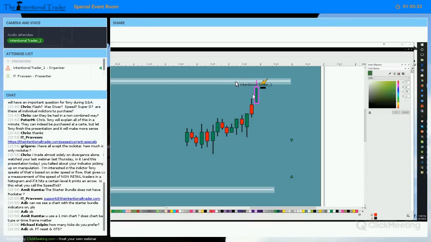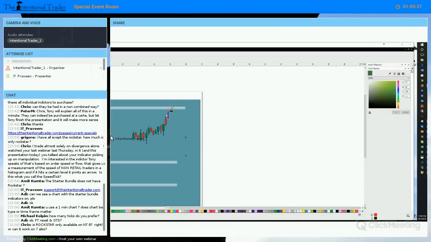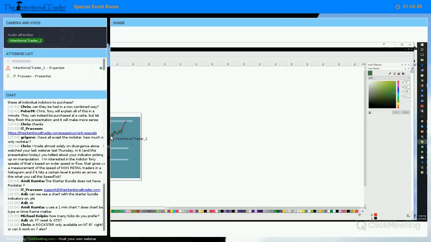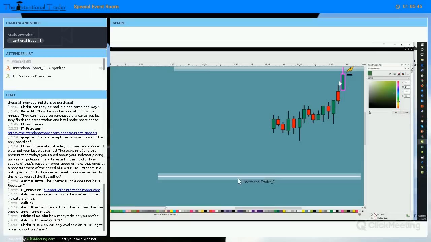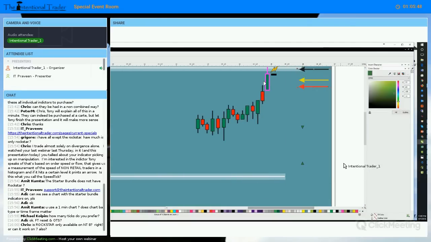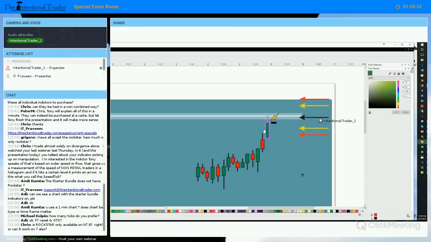FT reset is this support and resistance line. OTS is just a nifty little tool that we use that allows us to quickly visually identify where our targets and our stops are. So, for example, this is OTS. That stands for open, target, and stop.